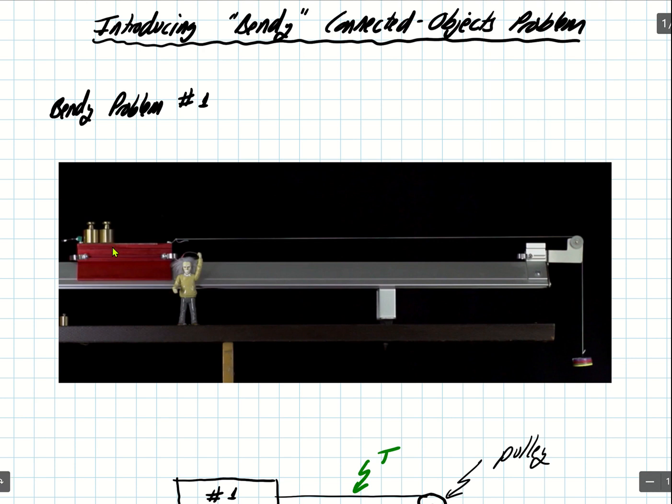Well, here's a connected objects problem. I've got this glider on an air track, so it can move without friction. There is a string connecting it to this object here, some weight, some mass, just call it object 2. So they're connected, but notice the bend. This is the difference. That's why I call them bendy. What's happening is this lightweight string goes over a pulley, and this is where the bend is. Your job is to solve these kinds of problems.